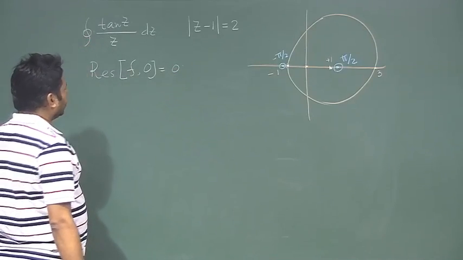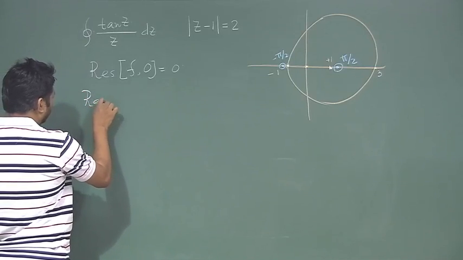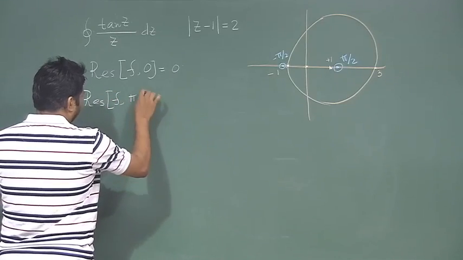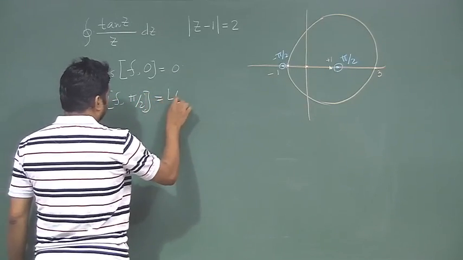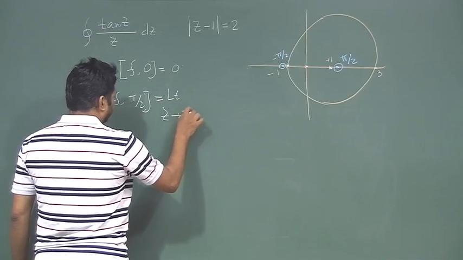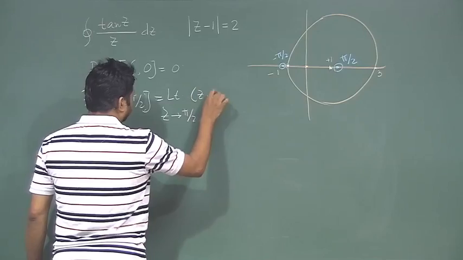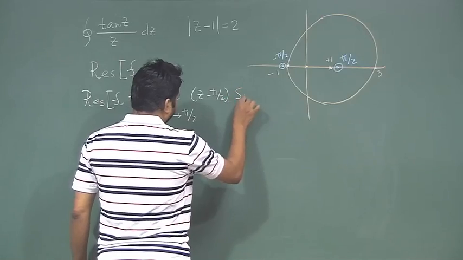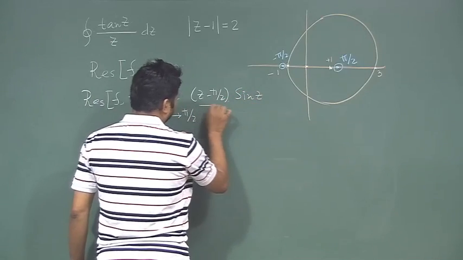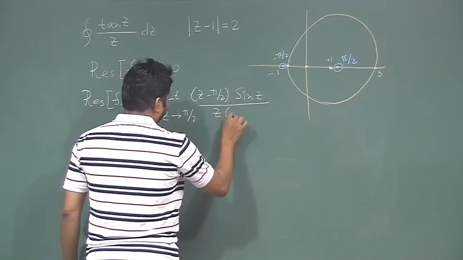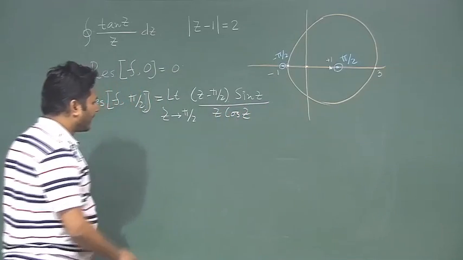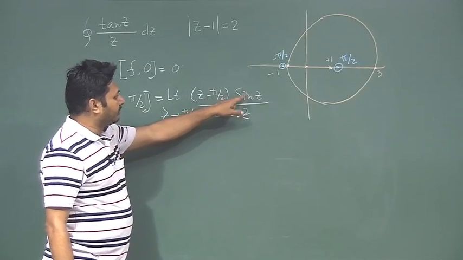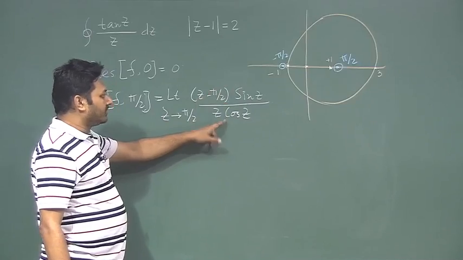What about the second residue? The residue of this function at the pi by 2 point. I need to multiply the limit as z goes to pi by 2 by z minus pi by 2, and then this function, which I write as sin z divided by z cos z to make it convenient. Now when I put z equal to pi by 2, the numerator portion is 0 and the denominator is also 0. So it is a 0 by 0 form.